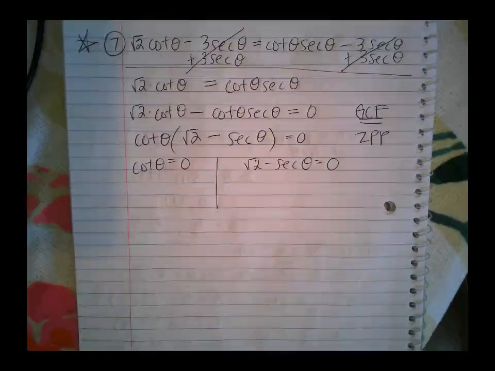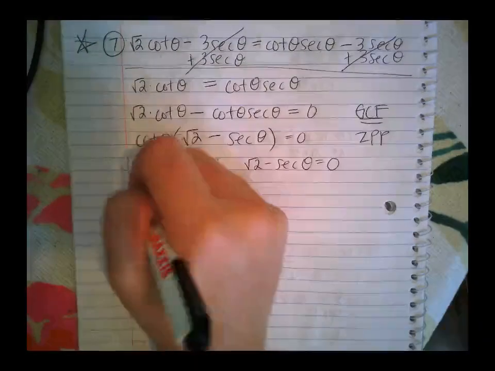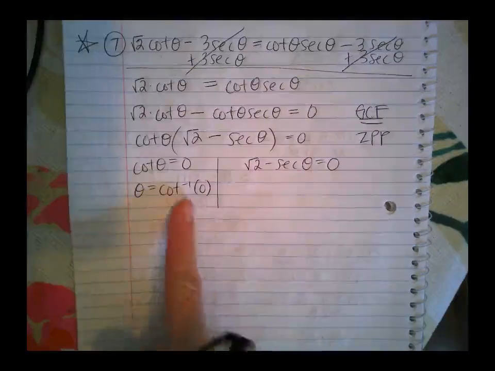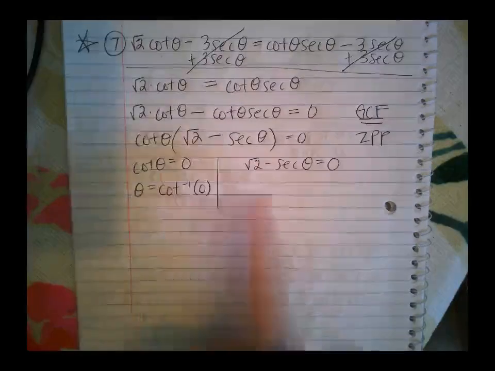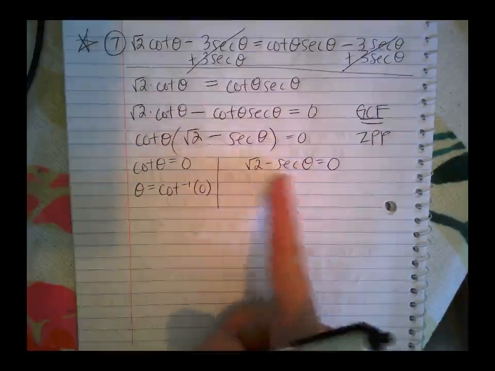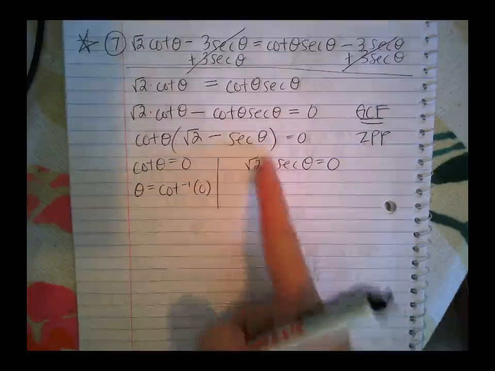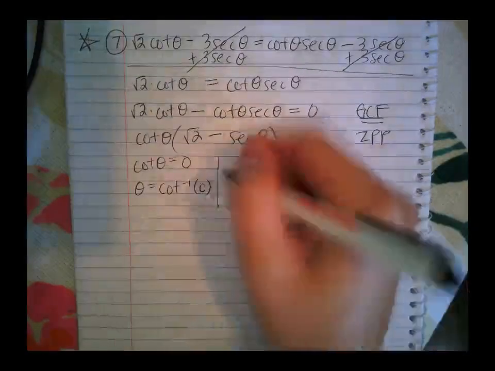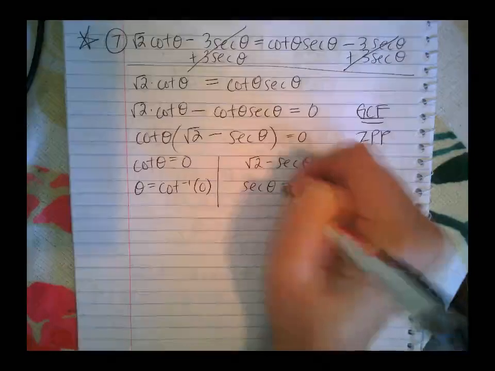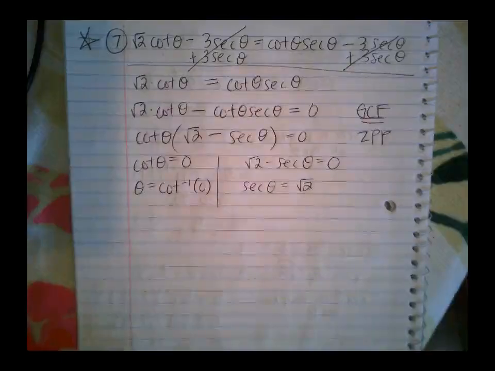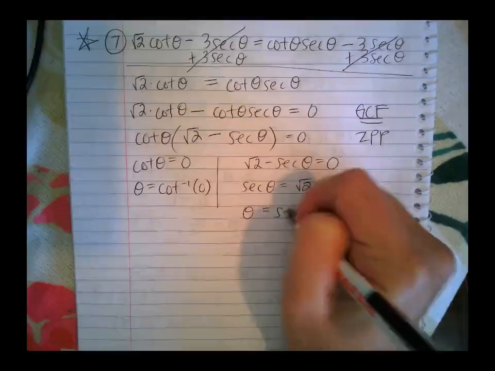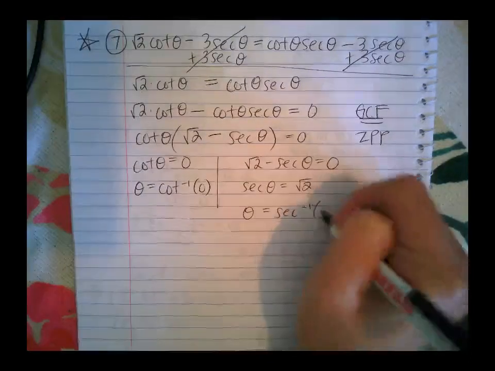Okay? So for this one, I would just say theta is the inverse cotangent of 0. We're going to come back to that. Let's do the same thing over here. This one needs a little more work. So I'm going to add secant to the other side. So I have the square root of 2 equals the secant. I'm just going to write it the way I like, swapping them. The secant is equal to the square root of 2. So theta would be the inverse secant of the square root of 2.